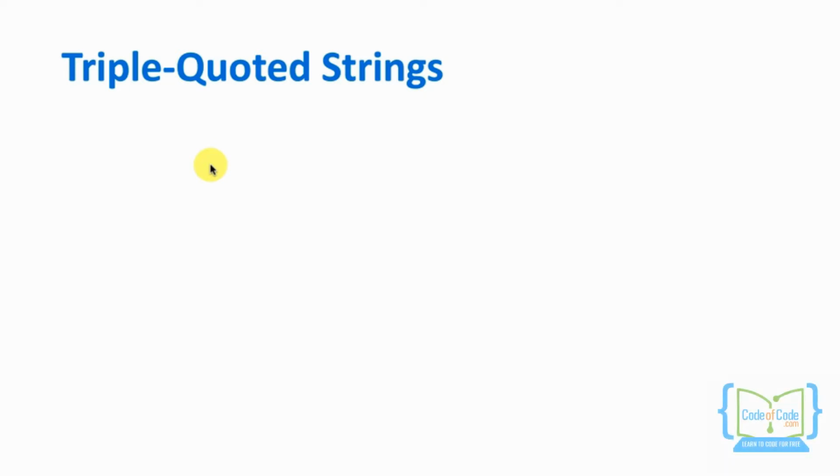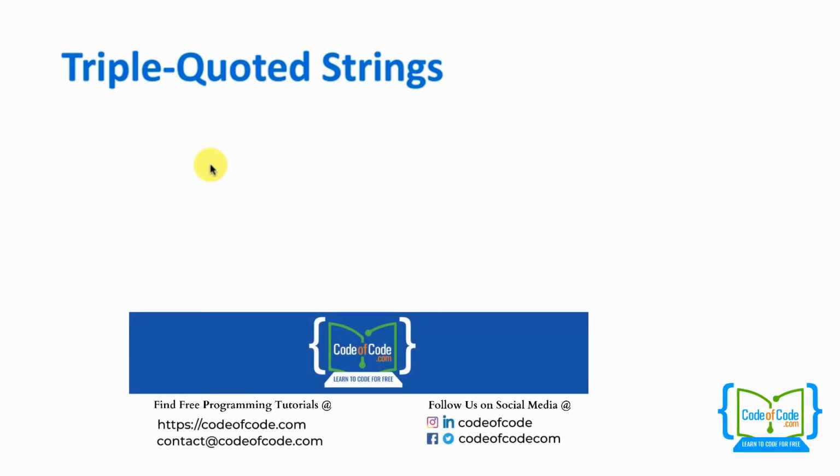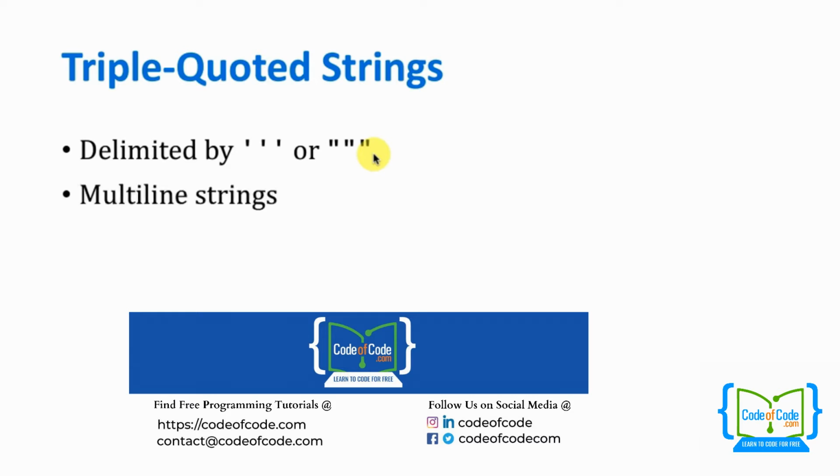In this video, we'll take a look at triple quoted strings in Python, which are going to be delimited either by 3 single quote characters at each end of the string or 3 double quote characters at each end of the string. The style guide for Python code specifically recommends using 3 double quote characters.